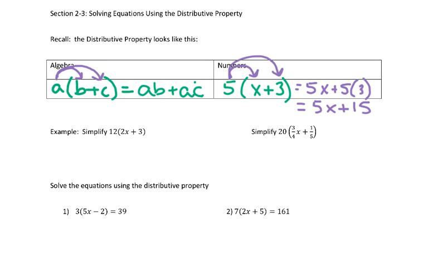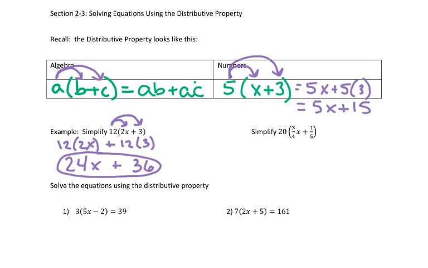Taking a look at these examples, when it says simplify, that means your answer shouldn't have any parentheses in it. So we're going to distribute the 12 in front of the parentheses to the 2x and to the 3. It's going to look like 12 times 2x plus 12 times 3. So we give the 12 to both parts of the parentheses. 12 times 2x is 24x, and 12 times 3 is 36. And that's the simplified version of the original problem.